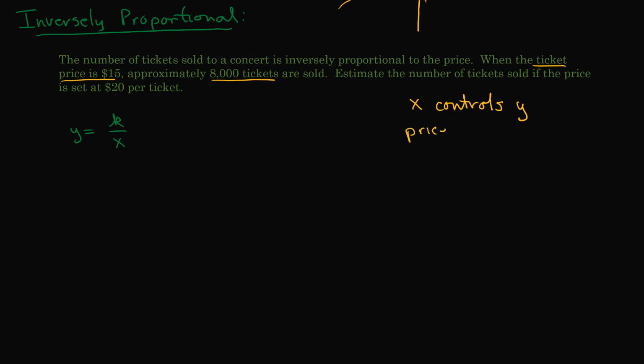Typically, it's going to be the ticket price controls the number sold. So typically, it's going to be price controls the number sold, which means our price is going to be X and the number sold is going to be Y. So I can come up here and put down my X value and my Y value, where my X value is going to be the 15 and the number sold is going to be the 8,000.